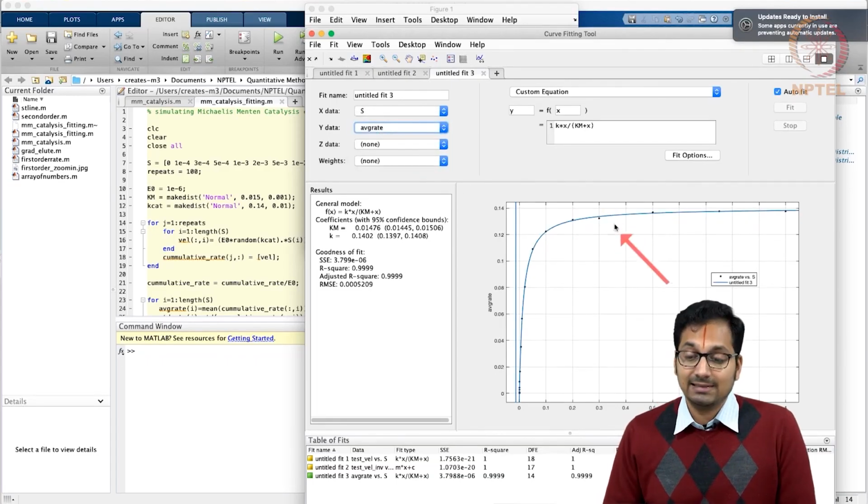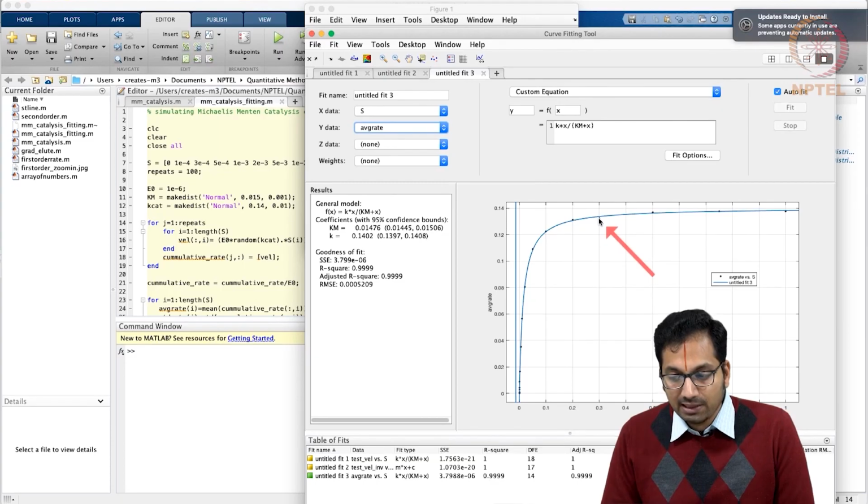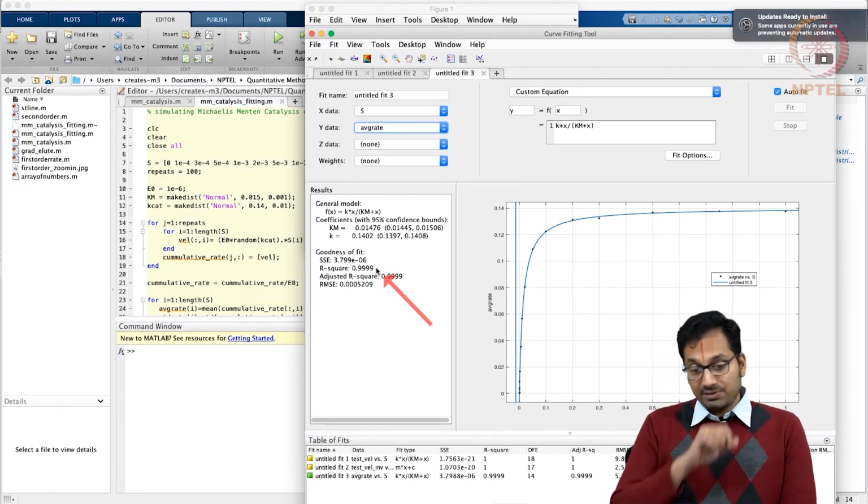So you are able to realize that as the number of repeats gets better, the fit nicely goes through the average values. Only this data point is slightly off, but that is not a big deal, and you are able to realize that the confidence intervals, the range of values that comes after fitting, reduces significantly. The same is the case with Kcat, and of course your R square is increasing, but be a little careful about the R square. We will take a look in a moment at what happens there.